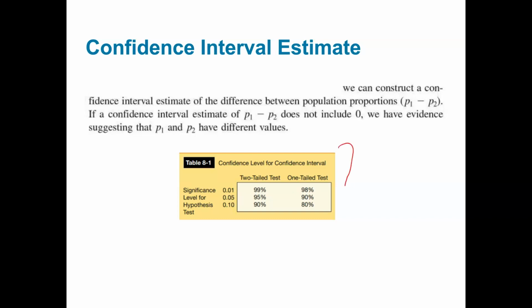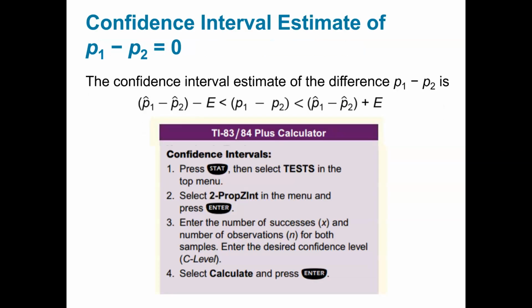This is important here for determining the confidence level for your confidence interval. Here are the different significance levels, and then you can determine the confidence level based on the type of the test. So we're going to construct a confidence interval estimate of the difference between the population proportions. And this is important. This is what we will determine. If the confidence interval estimate does not include 0, then we have evidence suggesting that they're different values, that they're not the same. So that's the information that we gather from confidence interval estimates.